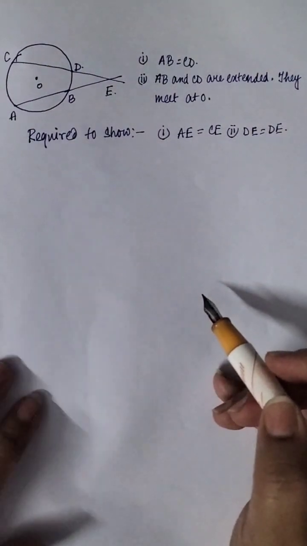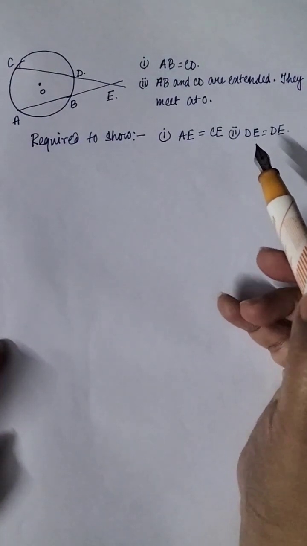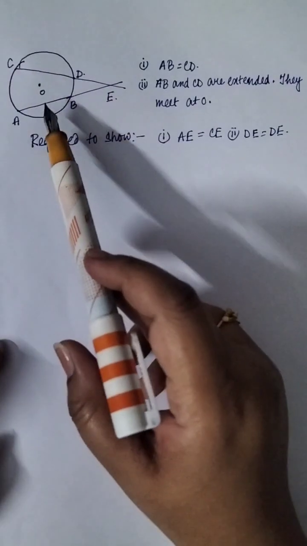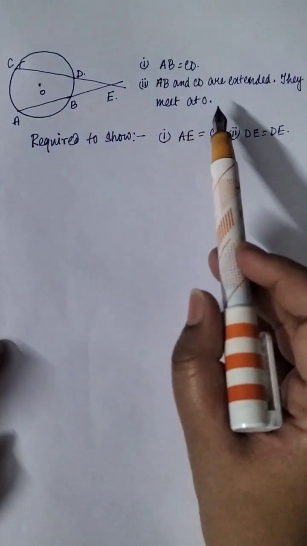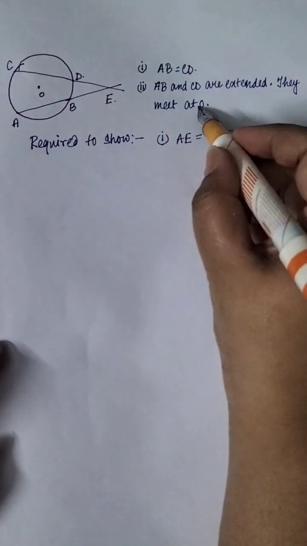Here in this video, we shall show a very important statement which is based on the properties of circle. The statement is, if AB and CD are two chords which are equal in measurement, and when they are extended, they meet at the point E.